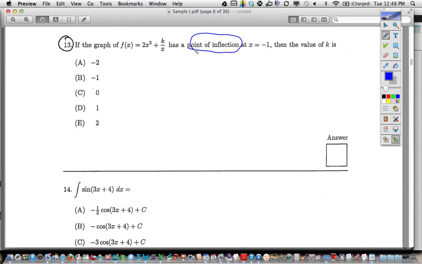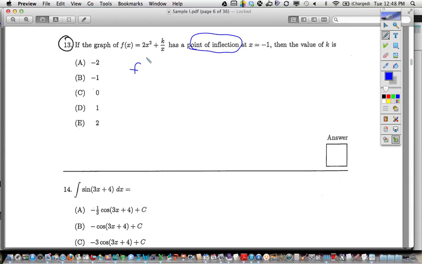What do you think of when you see point of inflection? Concavity. What else? Not the first derivative of f of x equaling 0. The second derivative would equal 0, right? When you think about the chart, inflection points and concavity involve the second derivative. So this graph is going to have a point of inflection when the second derivative equals 0. Now, they already told us where it was, but we don't know what k is, so k is the thing we'll be solving for.